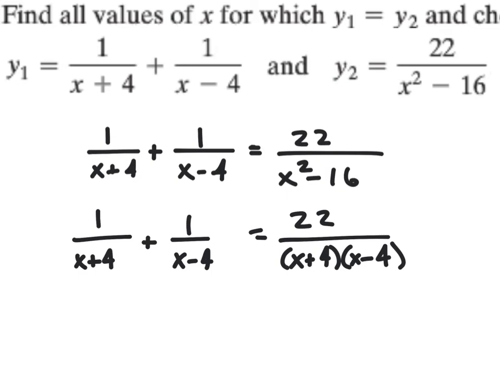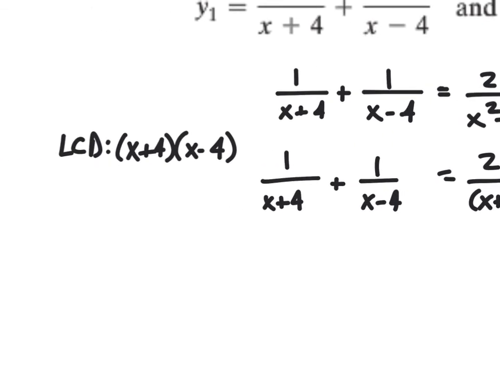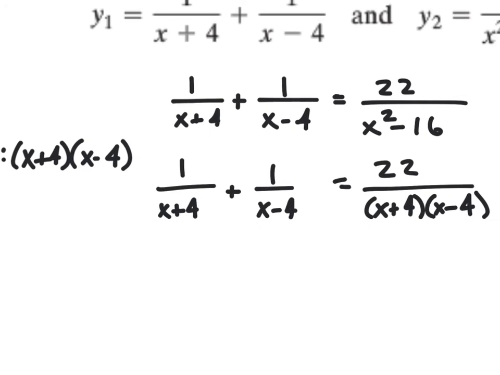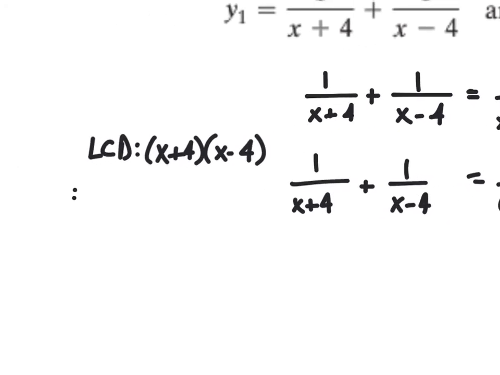Now, because I have these separate denominators, x plus 4, x minus 4, and in this denominator I'm multiplying them by each other, my least common denominator, LCD, is going to be the product of those two, which is just x plus 4 times x minus 4. Okay? And so what I want to do is multiply my least common denominator through. However, let's talk about our restrictions.